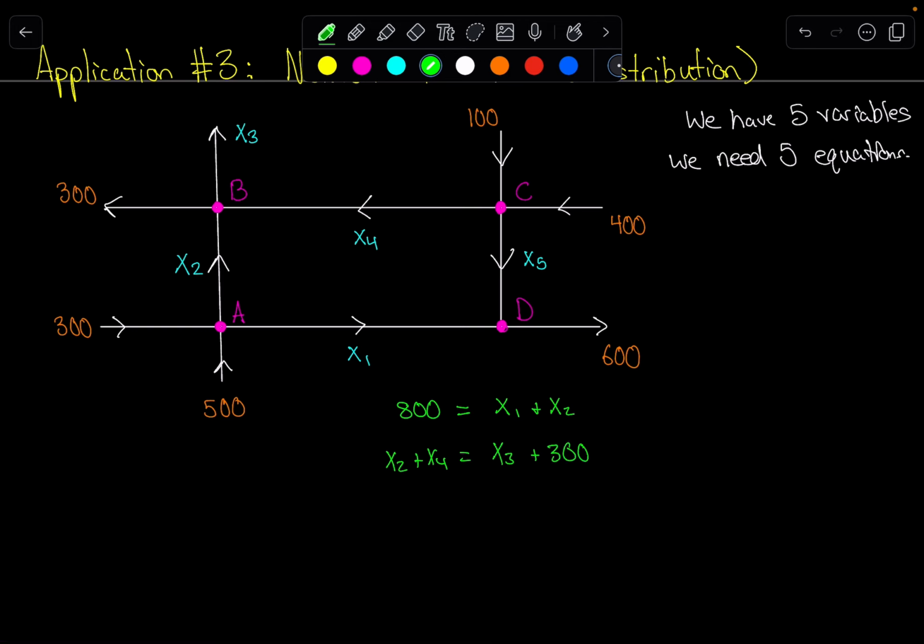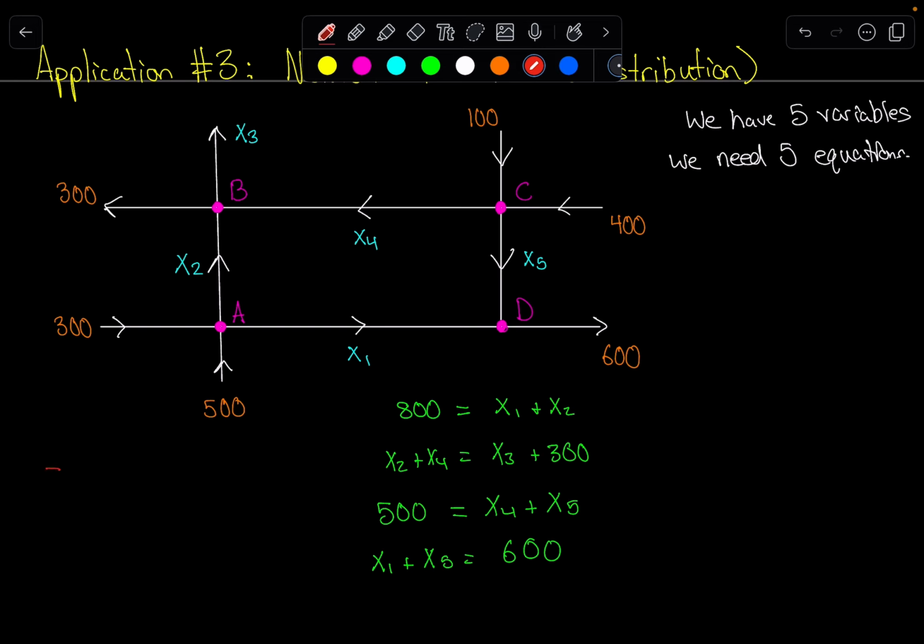So if we do this for all the other ones, if we do this for the C intersection, it looks like we have 500 cars going in, and we have X4 plus X5 leaving. And then in the D intersection, we have X1 plus X5 going in, and we have 600 cars leaving. Now this, at this point, is how many equations? This is 4 equations. So you're like, okay, well, what are we missing? Well, the very last one makes the most sense, but it's also the hardest to think about if you've never been shown it.